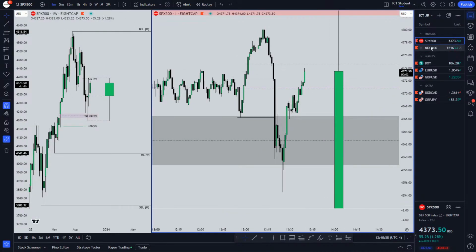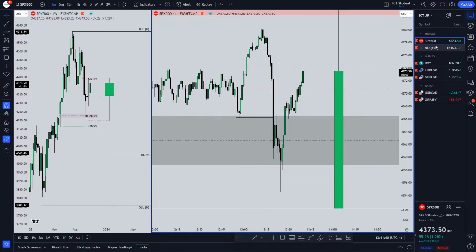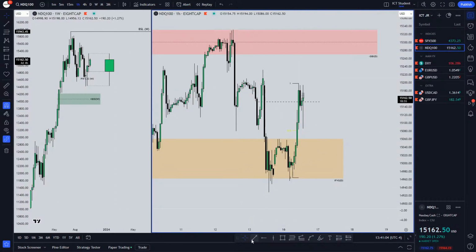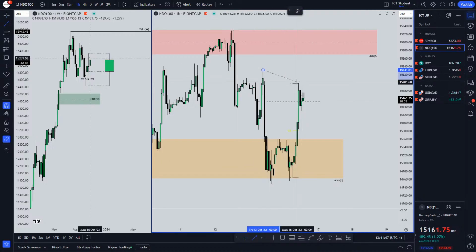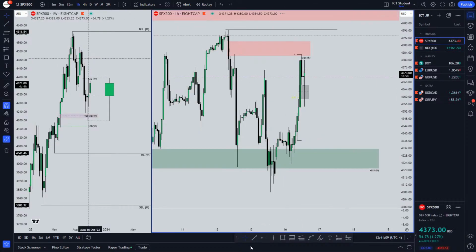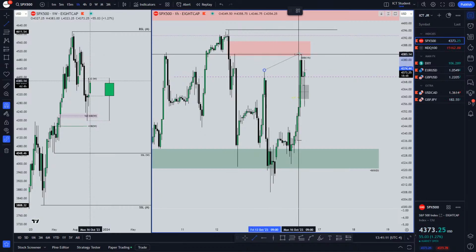So we are seeming to reject. Big SMT. SMT divergence.